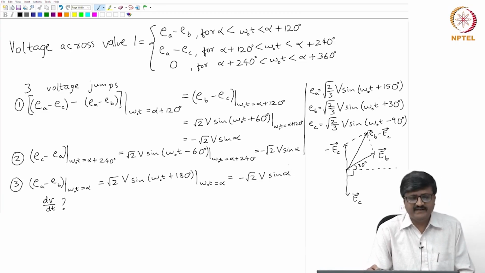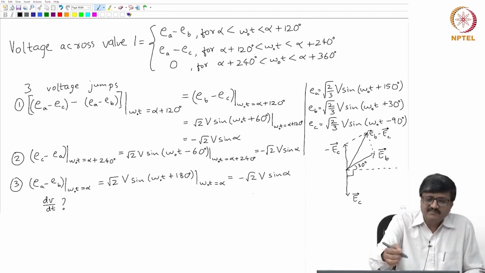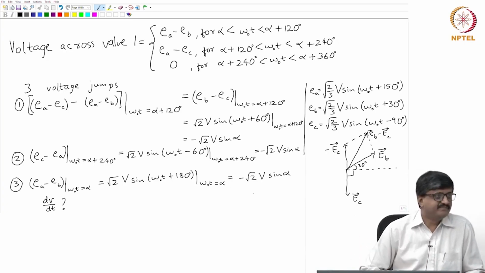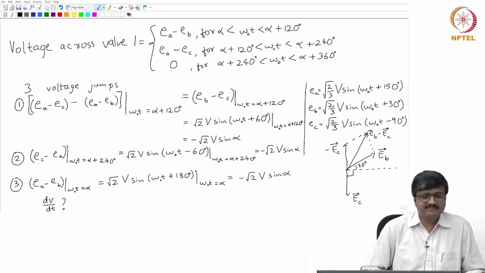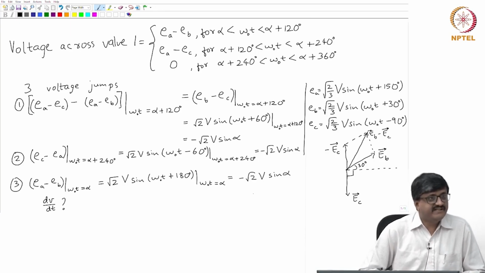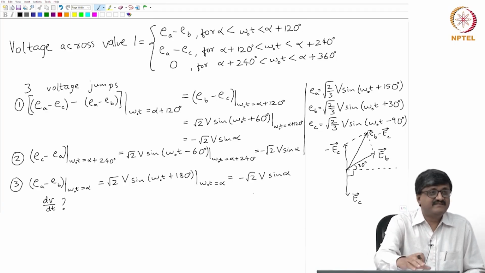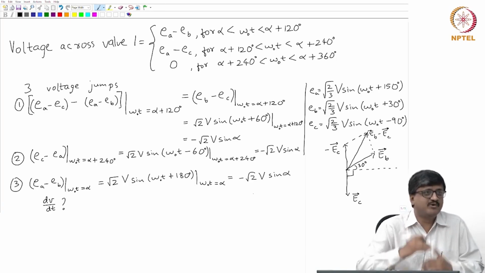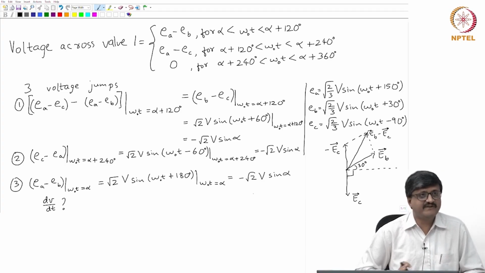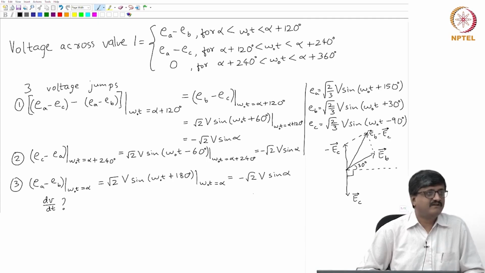So, we have to take the value of alpha which gives the maximum possible voltage jump. The maximum possible voltage jump you get if you take alpha as 90. Okay. Now, what is the value of dV by dt? Sorry, this is the voltage jump, which is just the change in voltage. What I want is the rate of change of voltage with respect to time. We will have to know the actual, practical time taken.